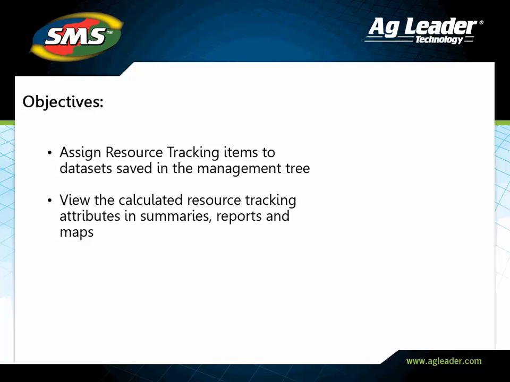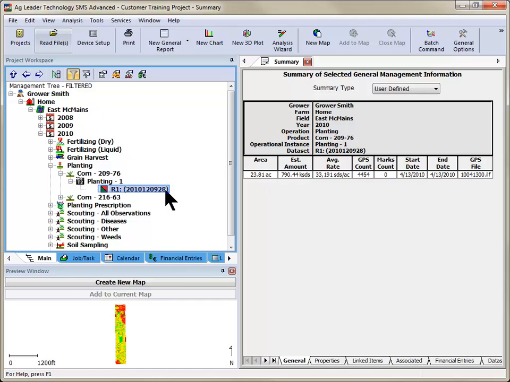In this tutorial, you will learn how to assign resource tracking items to an existing data set in your management tree and see how those values can be used to calculate resource tracking attributes. The first step is to select a data set, load, or region in your management tree that you would like to set or edit the resource tracking data for.